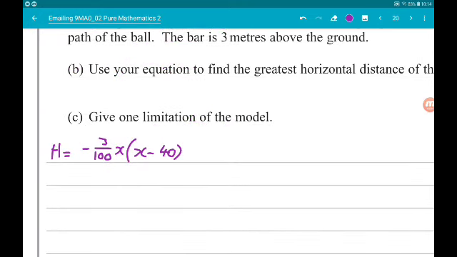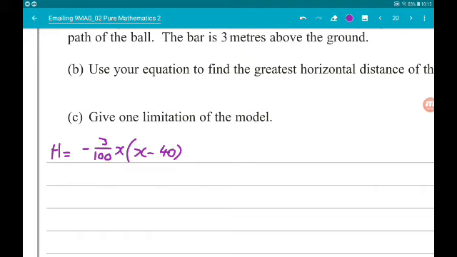Okay, then part C wants us to give one limitation of the model. So, just think about everything we were told about the model. We weren't told anything about air resistance or any resistant forces, so there's one. We're not told whether or not the ball is spinning. That would affect everything. We're not told whether the ball is kicked from the ground or whether the rugby player is dropping the ball and kicking it.